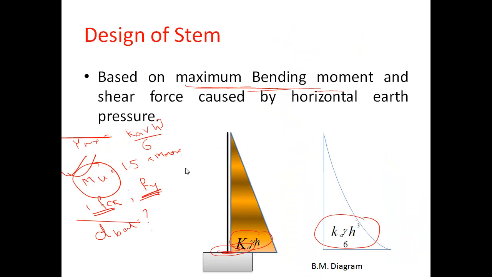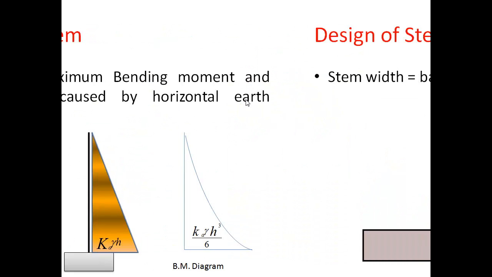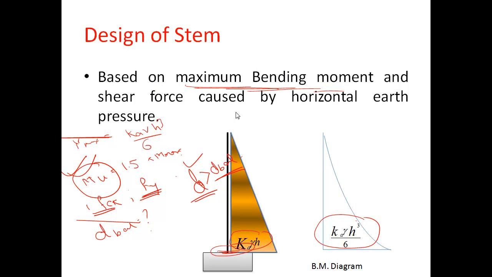Now, when we check the balanced depth, I am not talking about the overall depth, I am talking about the effective depth. If the effective depth we have taken is greater than the balanced depth found from the equation, then the depth we initially took, by considering the stem width equal to the base slab thickness, is correct. We don't need any change.